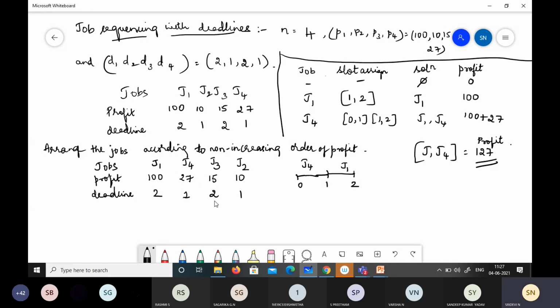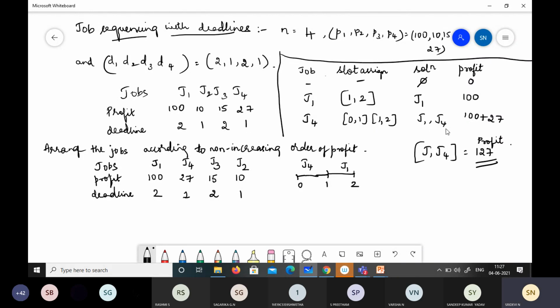Because this cannot be completed, if at all we try to observe these three, it can wait for 1 minute and get executed for 1 minute, but we already have this slot filled. So if I take this to fill it here, the profit will be less, 15, whereas I have one more job which can be completed with this time 0 to 1, and also the profit is 27. So I am selecting this job 27 in the slot 0 to 1.